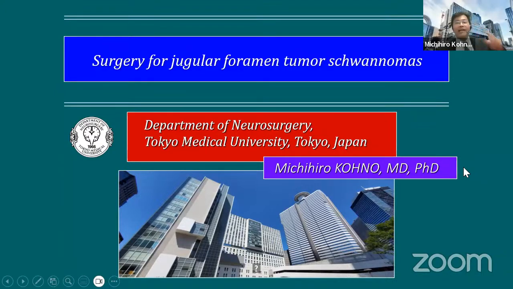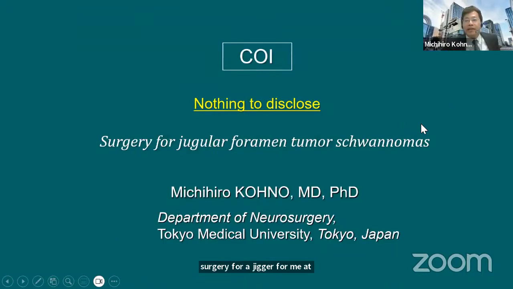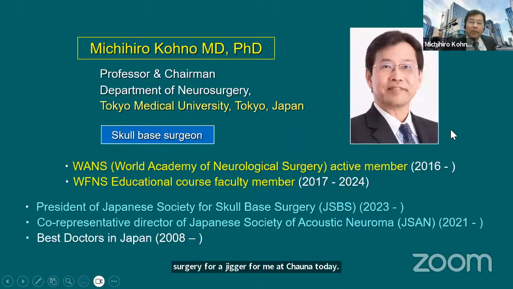Hello, everyone. I'm Professor Kohno from Tokyo, Japan. I will talk about the surgery for jugular foramen schwannoma today. About the COI, there is nothing to disclose. Before starting my presentation, I'd like to introduce myself and our institute shortly. I'm chairman of the Department of Neurosurgery at Tokyo Medical University, Tokyo, Japan. I'm a skull-base surgeon and once an active member and president of the Japanese Society for Skull Base Surgery and the Japanese Society of Acoustic Neuroma.